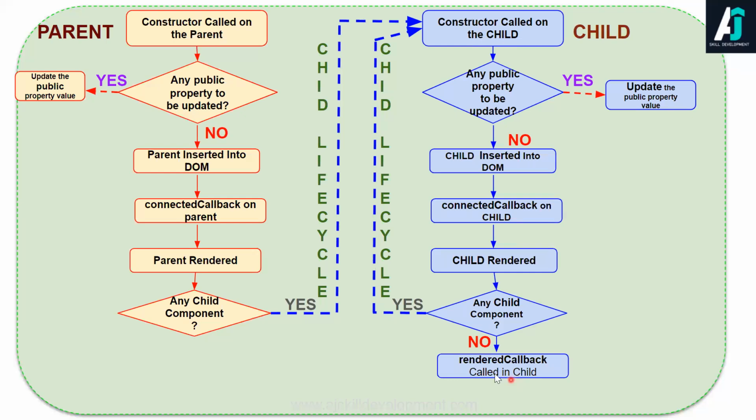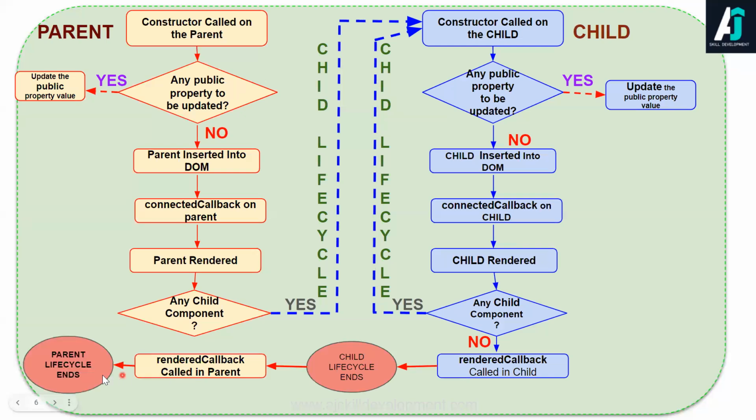Once it is done, the child's life cycle ends here. Only when the child's life cycle ends can you see that the parent is actually standing still. So it comes to the parent's rendered callback. Now only the parent's rendered callback will get executed. After that, the parent's life cycle will come to an end. So this is how the component's life cycle goes on.